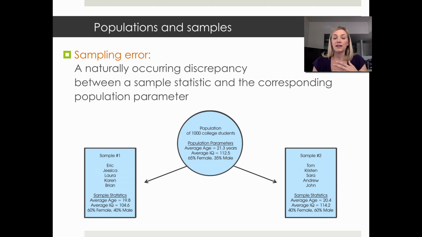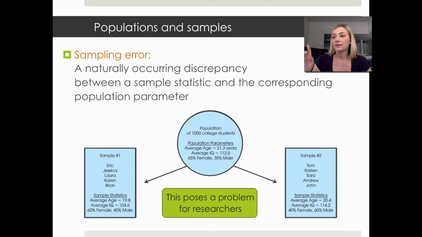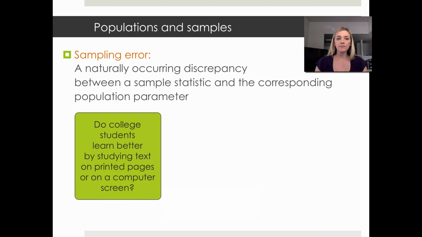We could draw a second sample of participants, another group of 5 randomly selected students, this time Tom, Kristen, Sarah, Andrew, and John. And again, their statistics, the information that describes them, is unlikely to perfectly match the information that describes the population as a whole, right? So their average age, for example, is 20.4, not 21.3. So this discrepancy, this issue of sampling error, where our sample doesn't perfectly represent the population, hence error, poses a problem for researchers. To illustrate the problem, let me give you this example.